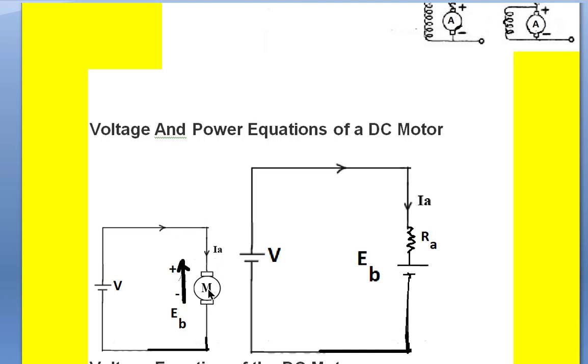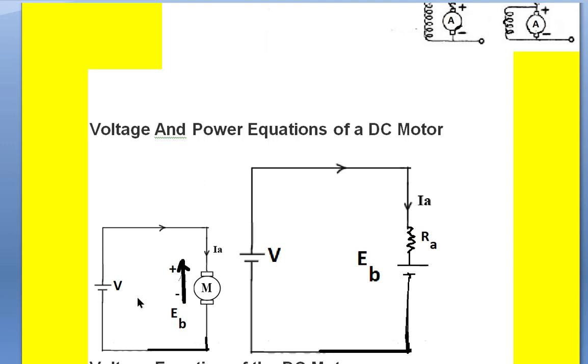but the armature resistance of the motor is very low. It's approximately less than 1 ohm, something like 0.5 ohms or 0.1 ohms, whereas the applied voltage is normally 220 volts. So when this condition exists, it draws a very high current.